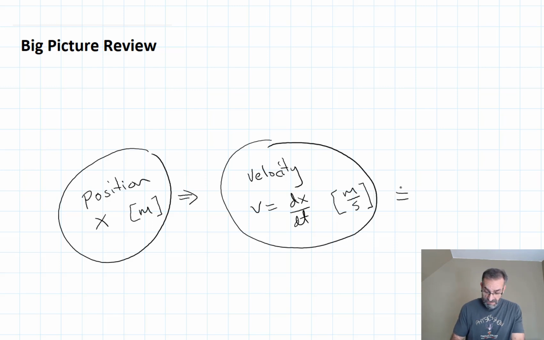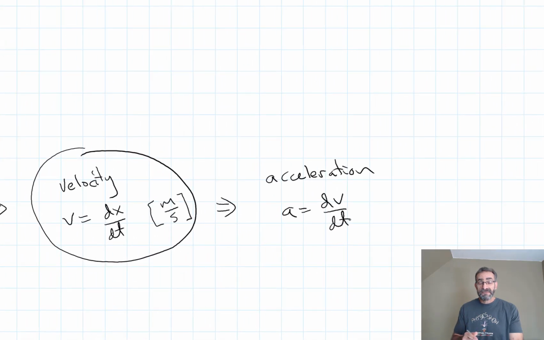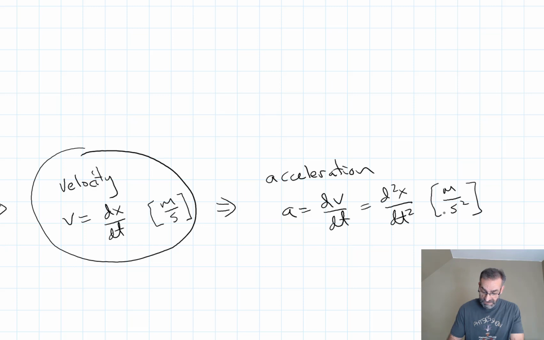And we can keep going. As we move across to the right, we'll take derivatives. We can take the derivative of the velocity and we get acceleration. But not only is it the time rate of change of velocity, it's the second derivative of position. And our units for acceleration, meters per second squared.